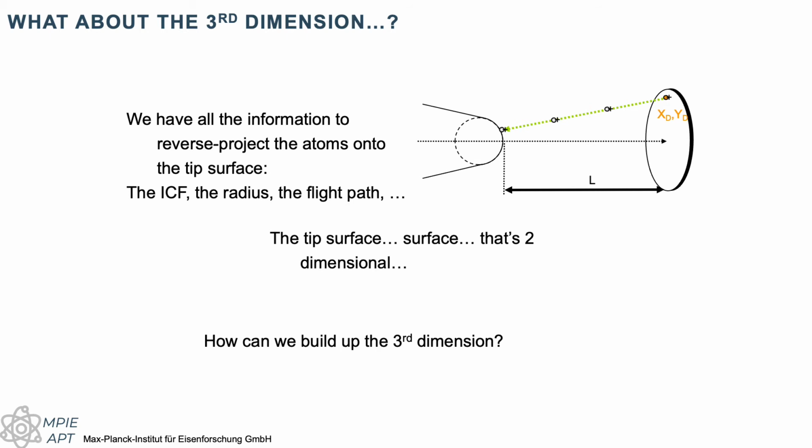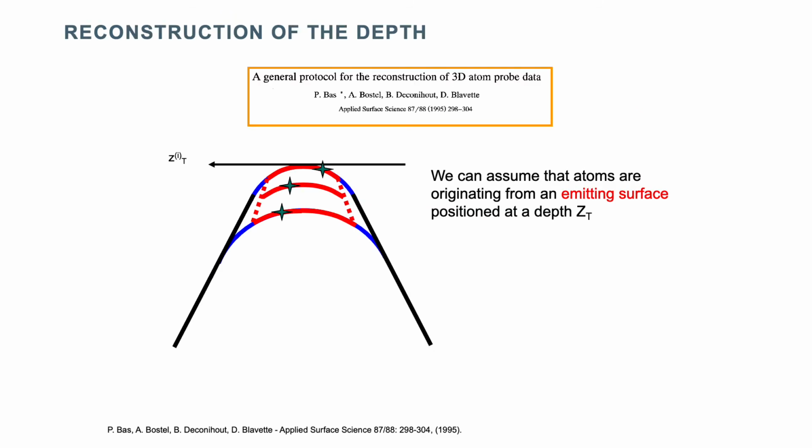I'm going to go through the way it was done and described in Bas's paper from the early 90s. Things have changed a little bit, and I will also discuss that briefly. But these are just small adjustments on a specific concept, and ultimately nothing has been revolutionized in the way the reconstruction is made. If you read the 1995 paper from Pascal Bas, Didier Blavette and Alain Bostel, you'll see that the concept is really quite straightforward.